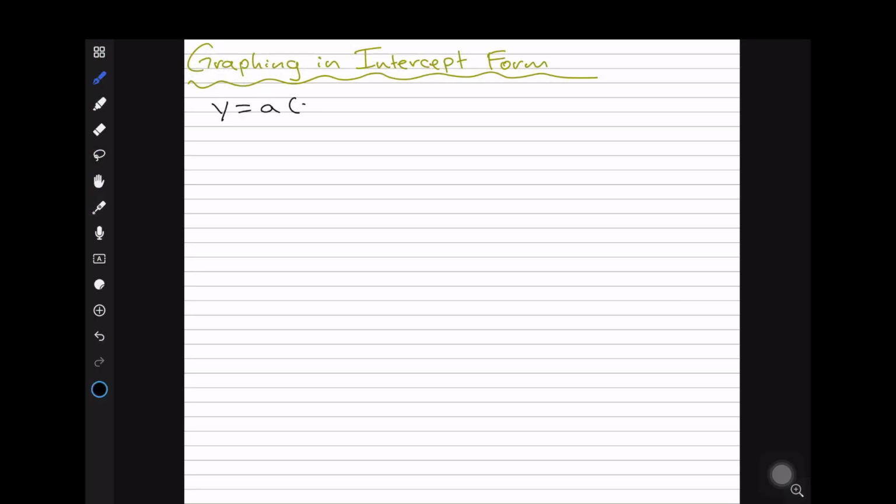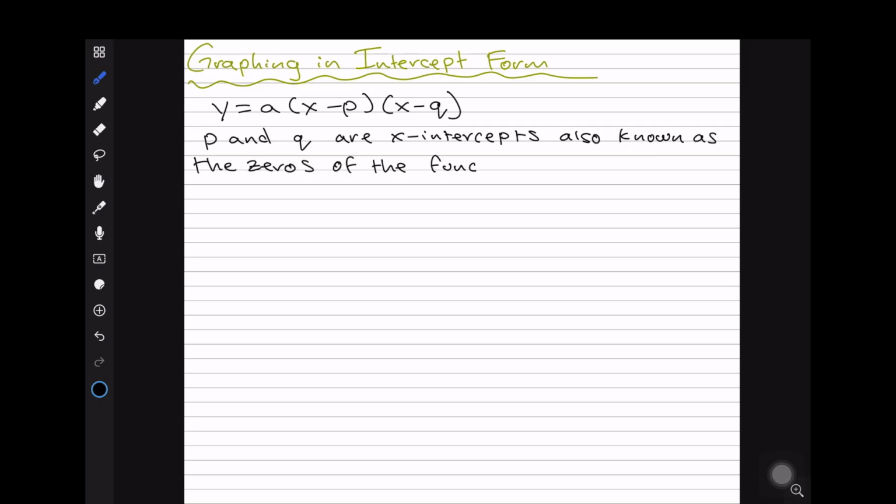So you'll usually have an equation that looks like y equals a times x minus p times x minus q. That p and the q, those are your two x-intercepts. So those are also called zeros. So they can also be written as p comma 0 and q comma 0.